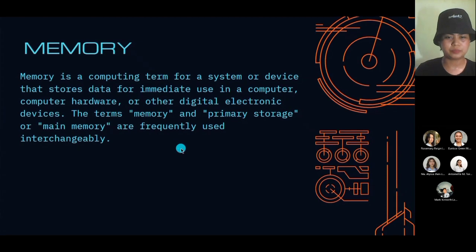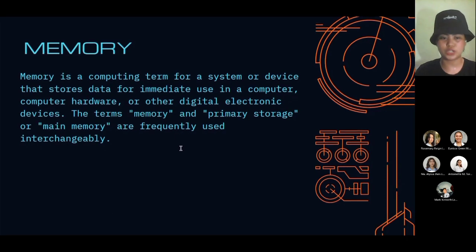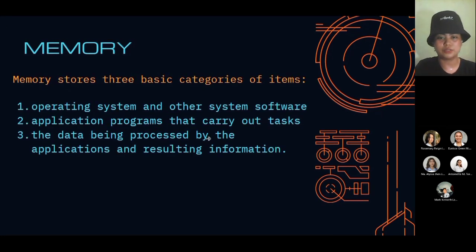Next is the memory. The memory is a computing term for a system or device that stores data for immediate use in a computer, computer hardware, or digital electronic devices. The terms memory, primary storage, or main memory are frequently used interchangeably. The memory consists of electronic components that store instructions waiting to be executed by the processor, the data needed by those instructions, and the results of processing the data. The memory usually consists of one or more chips on the motherboard or some other circuit board in the computer.